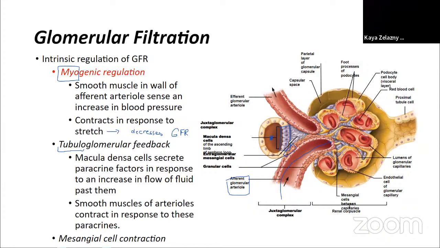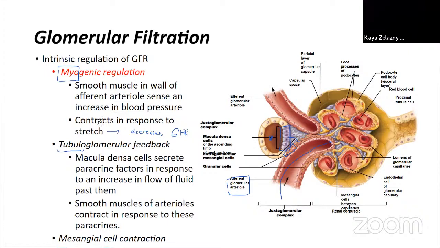So these cells in the ascending limb of the loop of Henle or in the distal tubule excrete paracrine factors, and a paracrine factor is like a hormone but local. It's a cell signaling molecule, but it doesn't go far, it doesn't go into your bloodstream, it's just going to these neighboring cells. So these macula densa cells are communicating with the walls of our arterioles.